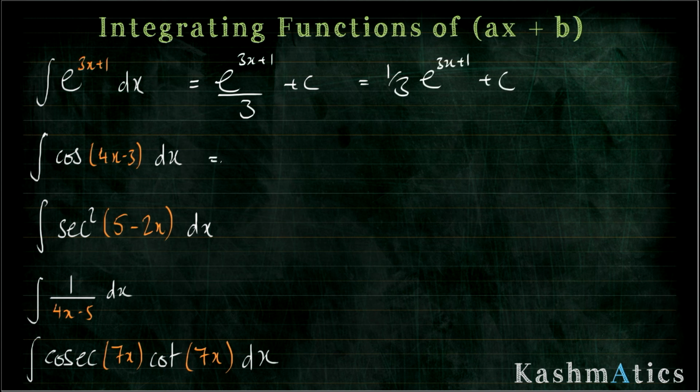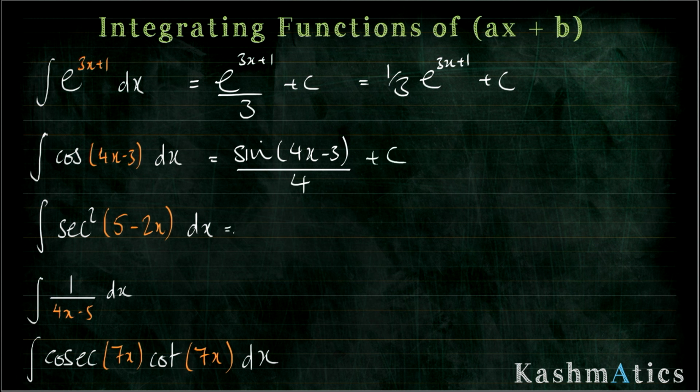This one here, now when you integrate cos, it becomes sine. So you have the sine of 4x minus 3, and all you need to do then is divide by 4. So divide by 4, add c.